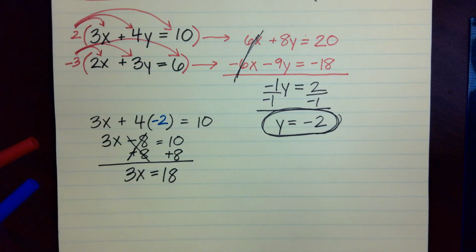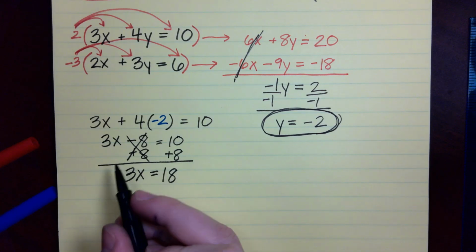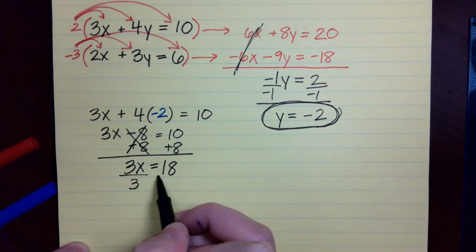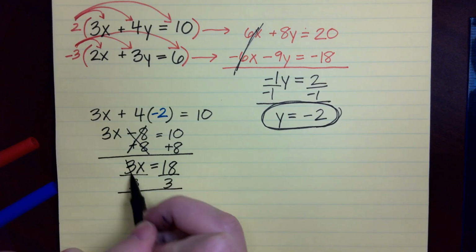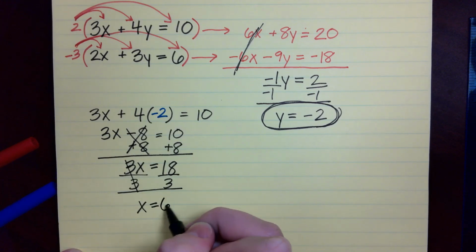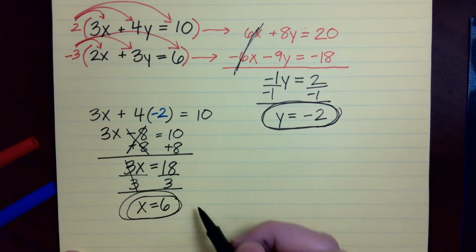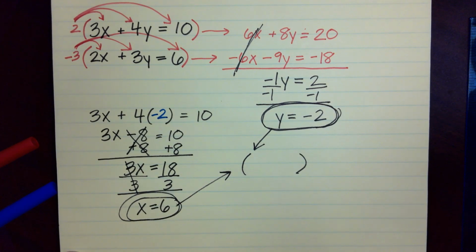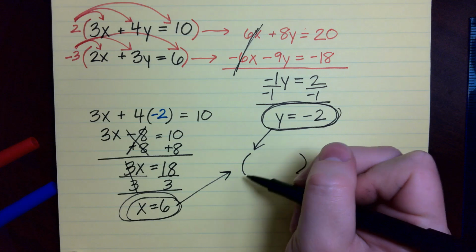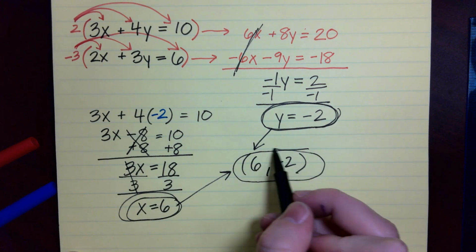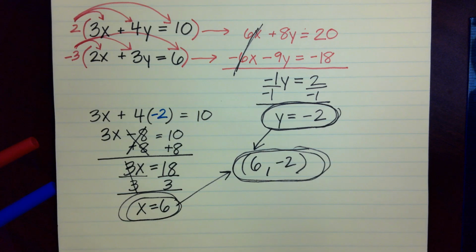Man, I accidentally gave you a real pretty one. Okay, what happens next? Divide by 3 on both sides, perfect. And the 3's cancel to give us x equals what? 6. So, just like that, we've got an x, we've got a y. What's our coordinate? 6, negative 2. That's it. That's our solution. Not so bad, huh? Not so bad.